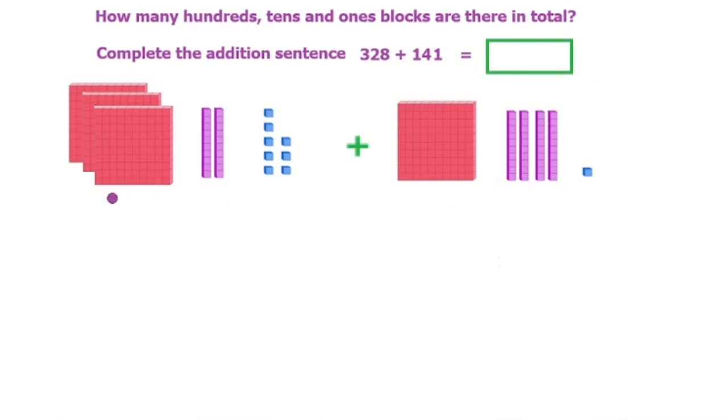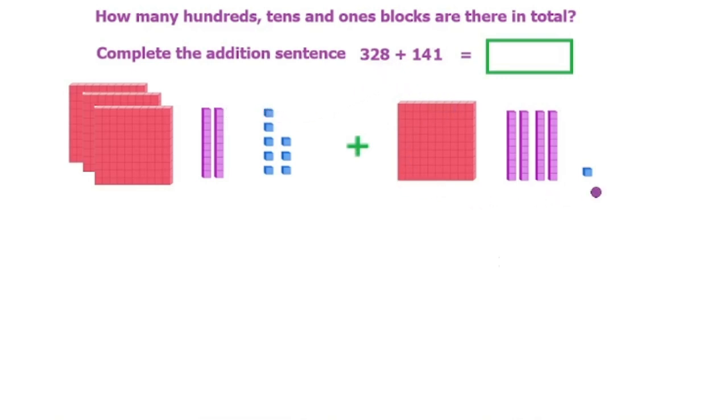So if we look at this, there's 3 hundreds blocks here, so that equals this 3 here. There's 2 tens blocks here, which equals this 2 here. There's 8 ones blocks here, which equals this 8 here.